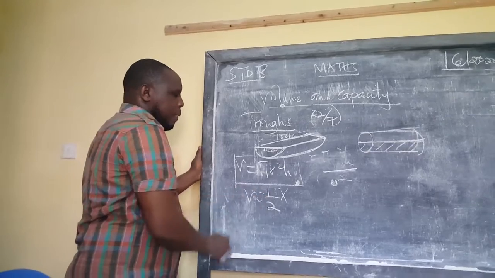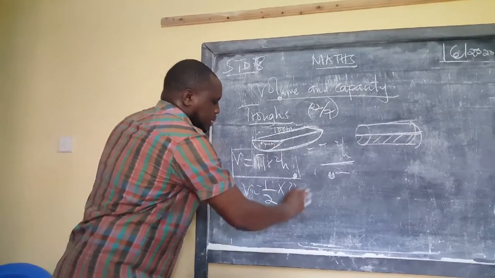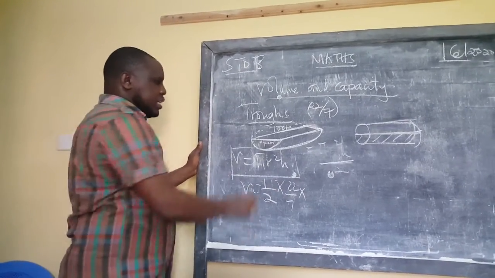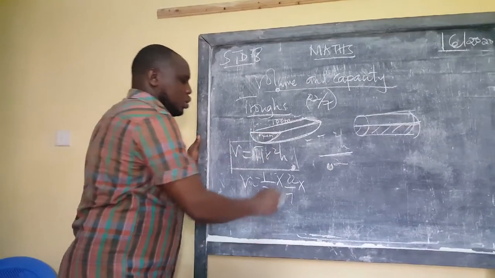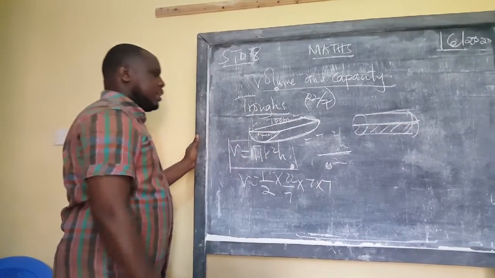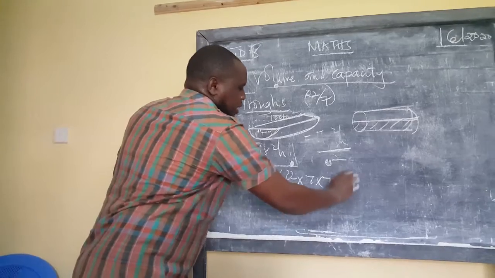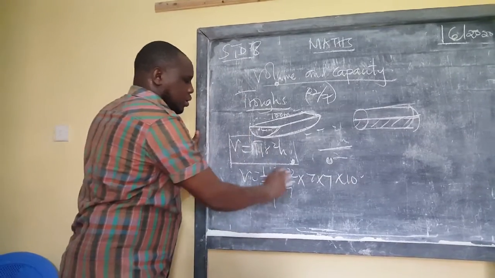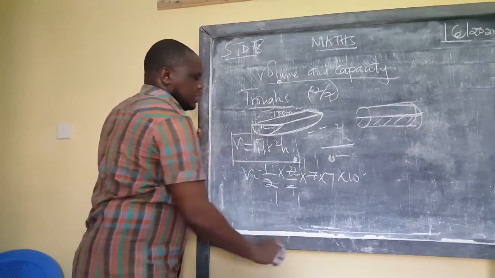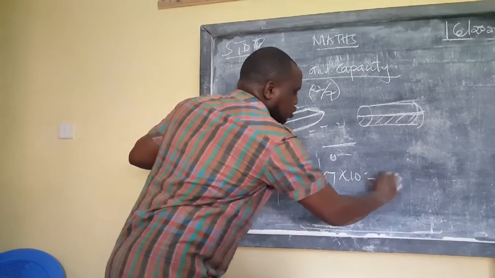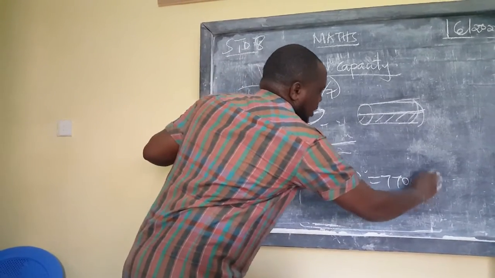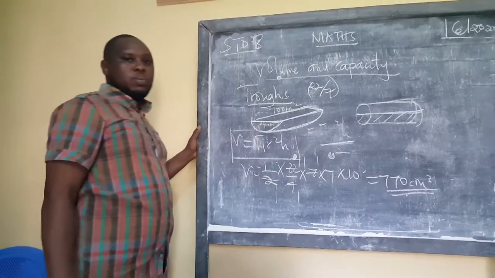So it's half times pi, 22 over 7, times radius squared. The radius would be the diameter divided by 2, so 7 times 7, then times the height, which is 10. So this is going to give you 11 times 7 times 10. So this is going to be 770 cubic centimeter. That will be the volume.